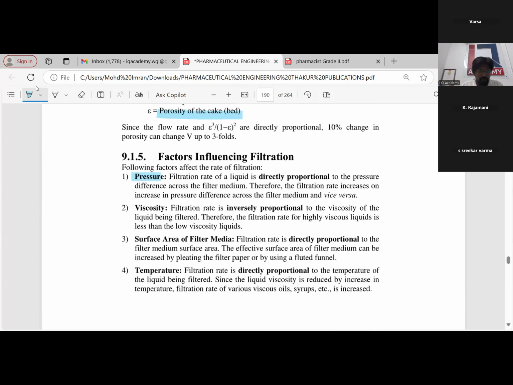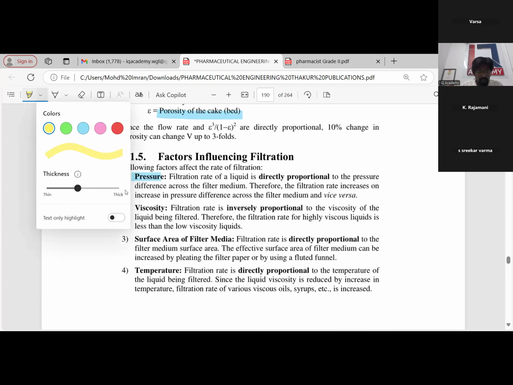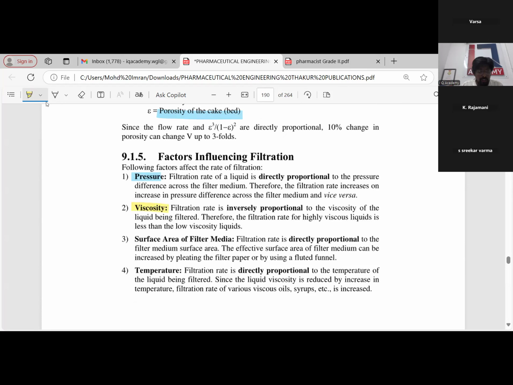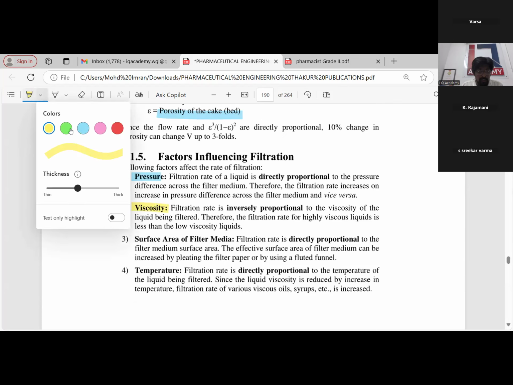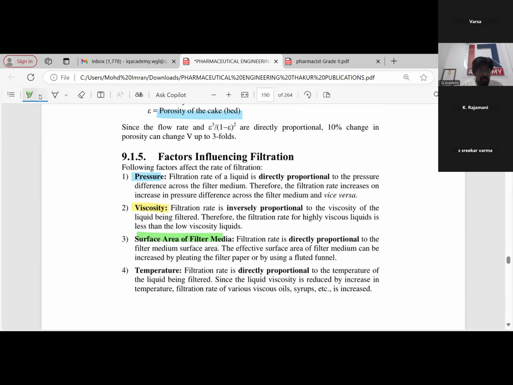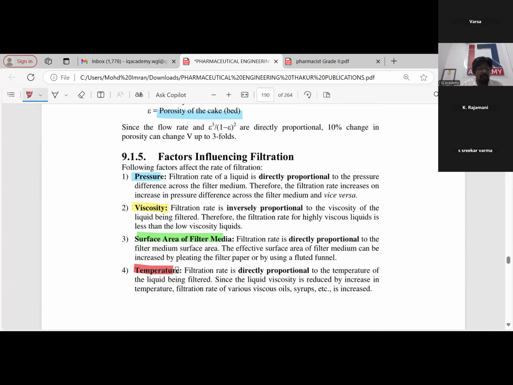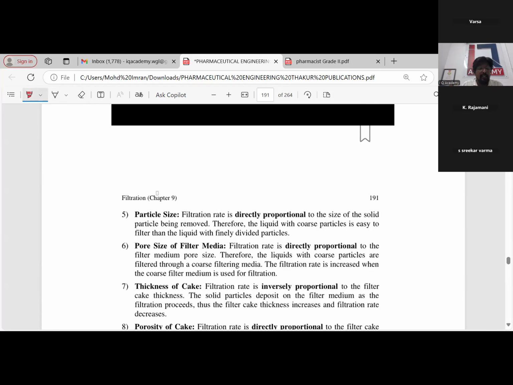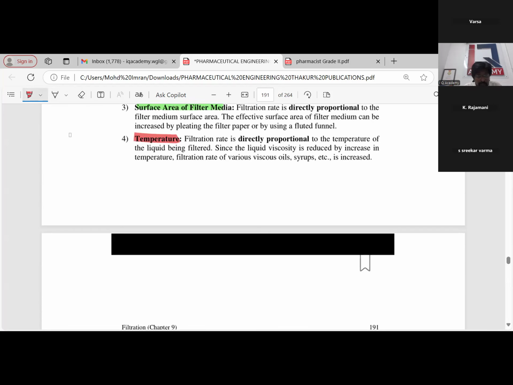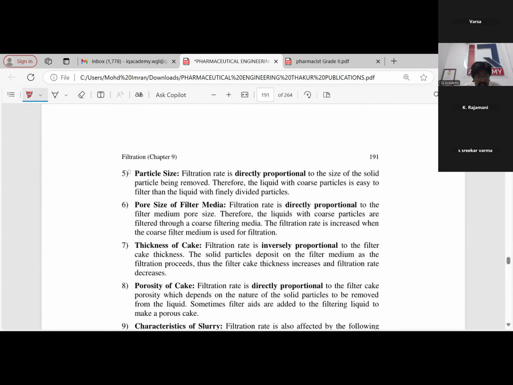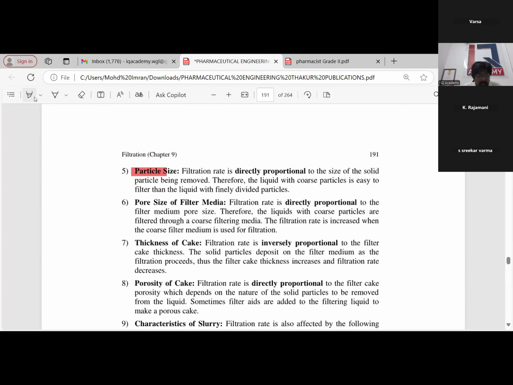Pressure, right? Viscosity, ఇప్పుడు మీరు చెప్పాలి డైరెక్ట్లీ ఇన్వర్స్లీ ప్రపోర్షనల్. సర్ఫేస్ ఏరియా అండ్ టెంపరేచర్. So these are the factors which are affecting the filtration. ఇంకేమున్నాయి, particle size is also a factor, right?